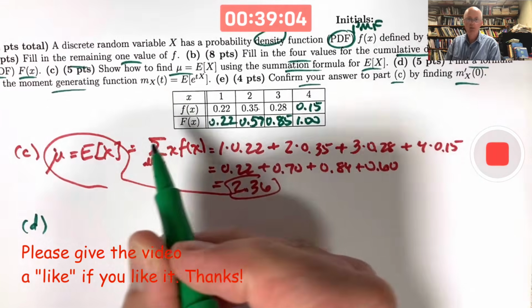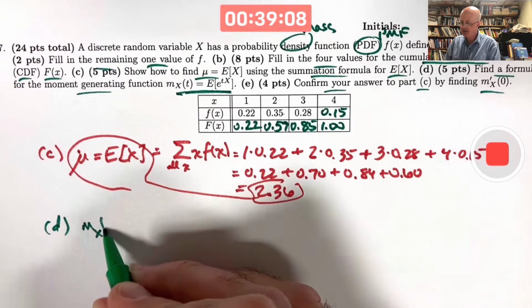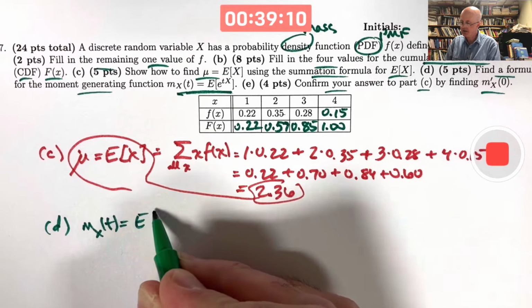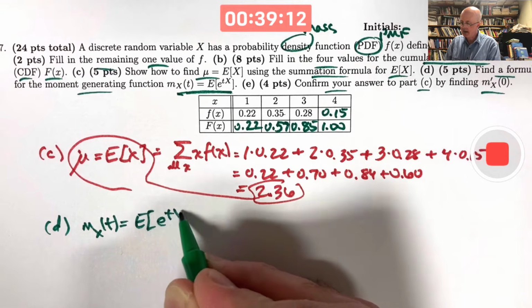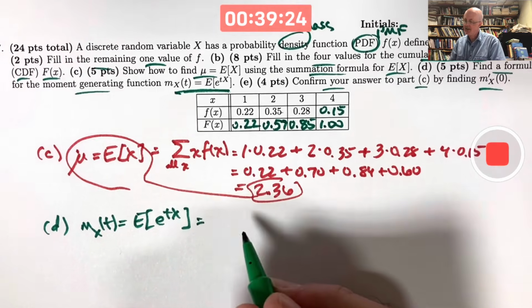Find a formula for the moment generating function, which by definition is the expected value of the function e to the tx. And when you compute this, you treat the t as a constant. But ultimately, in the end, after you've done that, you treat the t as a variable. Whether something's a constant or variable is all in your head. It's all in how you're thinking about it.